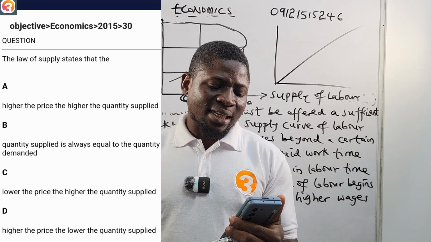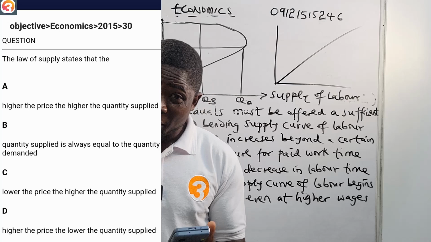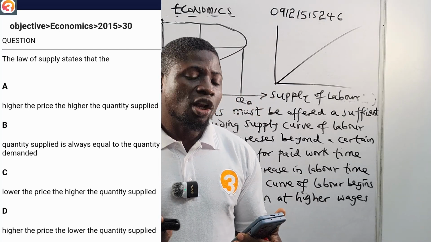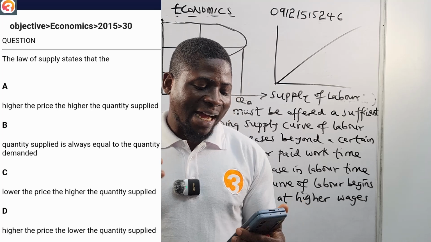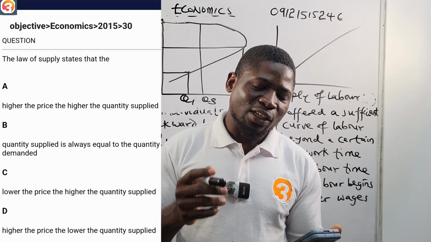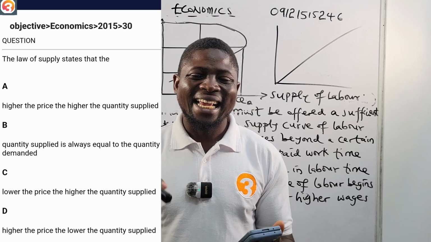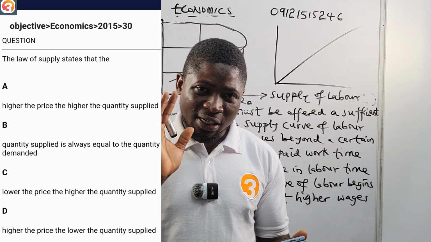Now, 2015 number 30. They say the law of supply says that the higher the price, the higher the quantity supplied. See, they're repeating the question. Some of you say JAMB does not repeat past questions. They do. The higher the price, the higher the quantity supplied, which seems to be the correct answer.